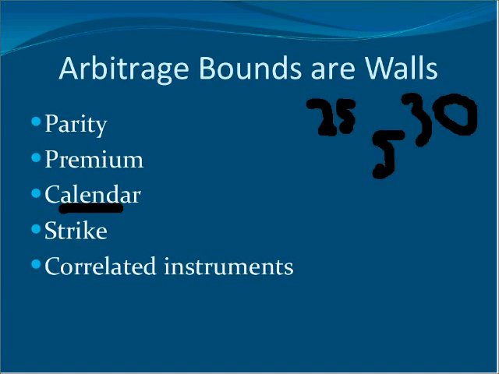Calendars, which is what I was talking about before: something with more time has to be worth more than something with less time. Strikes is the same as what I was talking about with parity. A strike that's closer in the money has to be worth more than one further away. And then correlated instruments. What is something worth relative to something else that it's correlated with? So let's say we have options on the SPX versus options on the Russell index or the OEX index. We can look at those correlations and make some intelligent comments about what something's worth relative to something else.